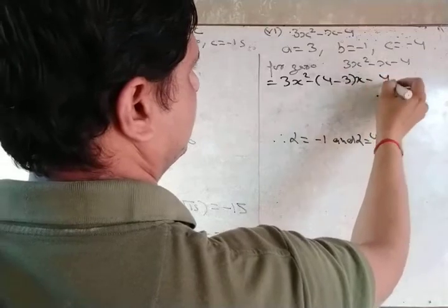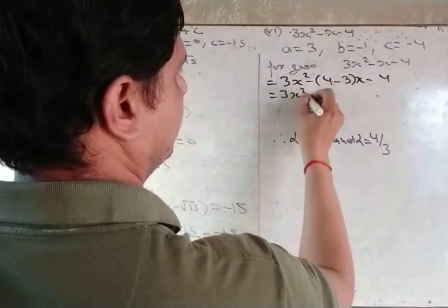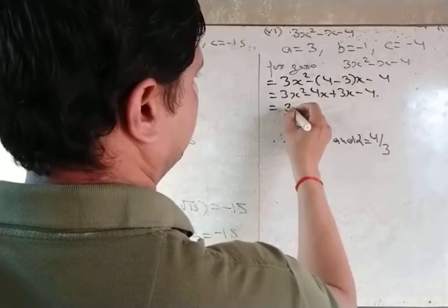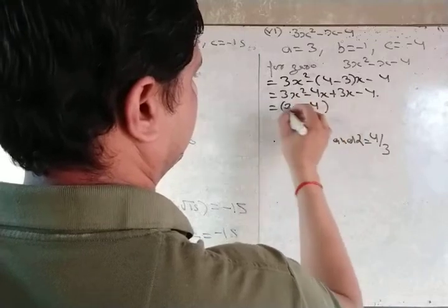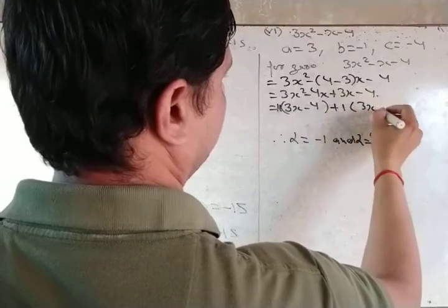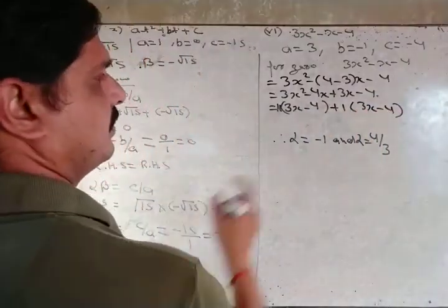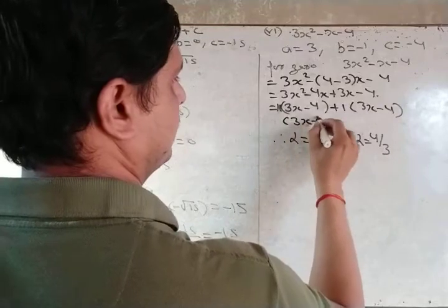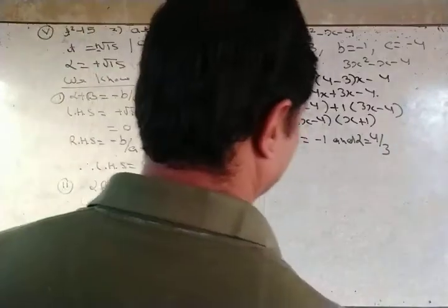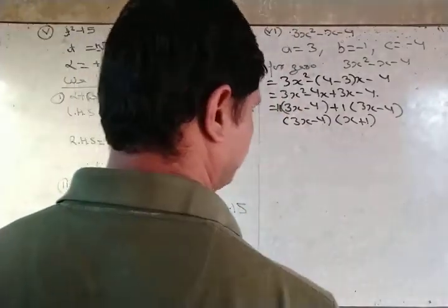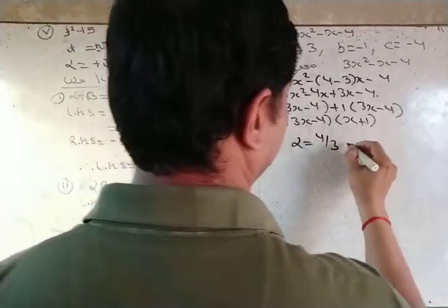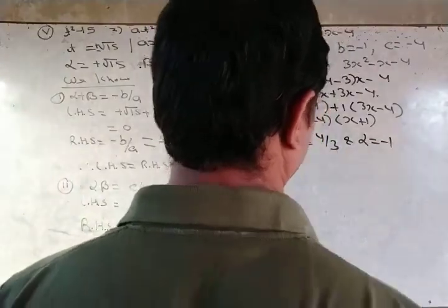We will have 3x square minus 4x plus 3x minus 4, taking x common, like this, 3x minus 4, x plus 1. So when you have this, therefore alpha is equal to 4 by 3 and beta is equal to minus 1.